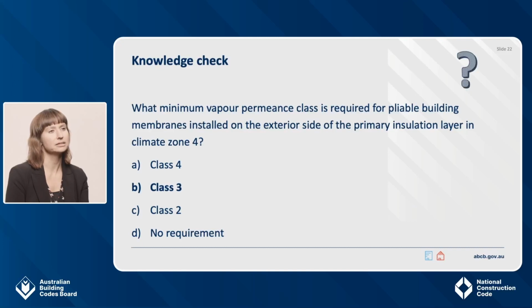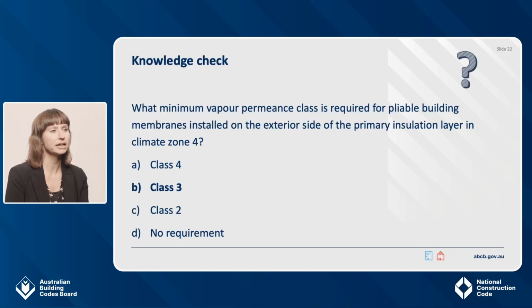The answer is B, Class 3. In NCC 2022 Volume 1, Clause F8D3, a pliable building membrane is required to have a vapour permeance equal to or greater than that of a Class 3 as per Australian Standard 4200 Part 1.